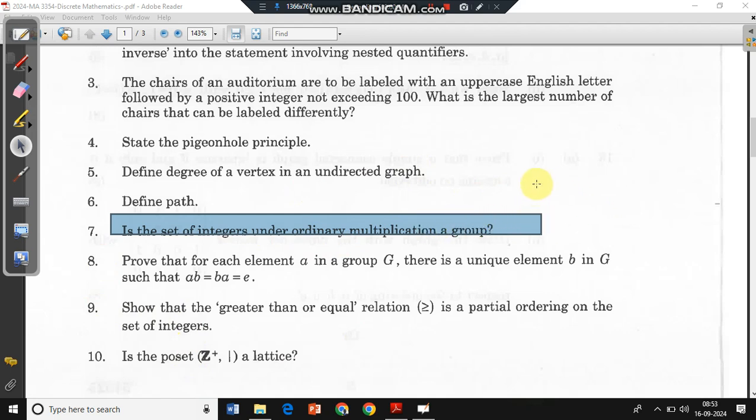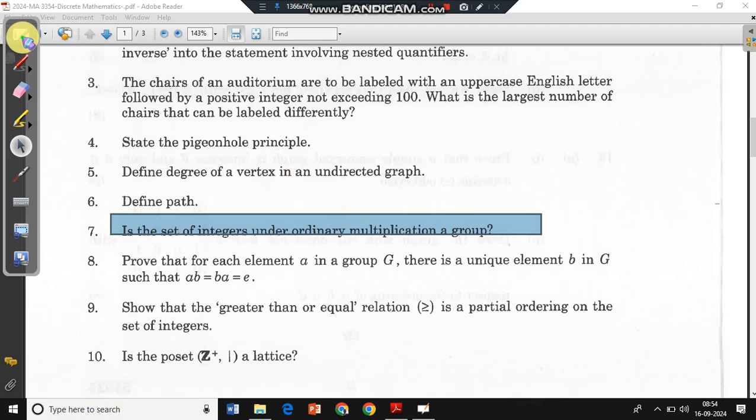In unit number 4, the question is: is the set of integers under ordinary multiplication a group? Is the set of integers under ordinary multiplication a group or not? Now let me prove this. Understand whether this is a group or not. That's what we have to understand.